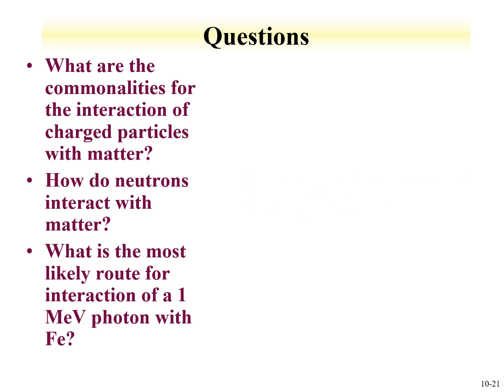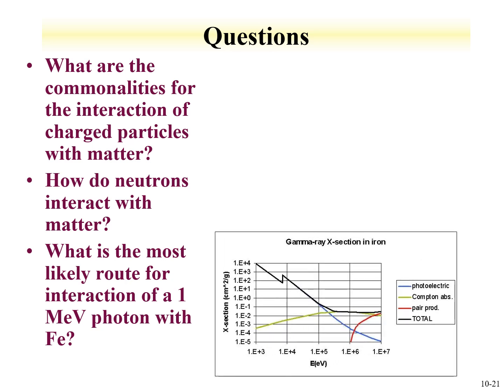Another question you should be able to evaluate: what's the most likely route for the interaction of a 1 MeV photon with iron? You're given data that look like this, a cross-section as a function of energy for different photon interactions. We know that there's the photoelectric effect, Compton effect, and pair production. Here's the total, the black line; the blue, the photoelectric, is at lower energy. As the energy increases, Compton starts to dominate, and then pair production begins when you have enough energy to make a positron-electron pair, so over 1 MeV.